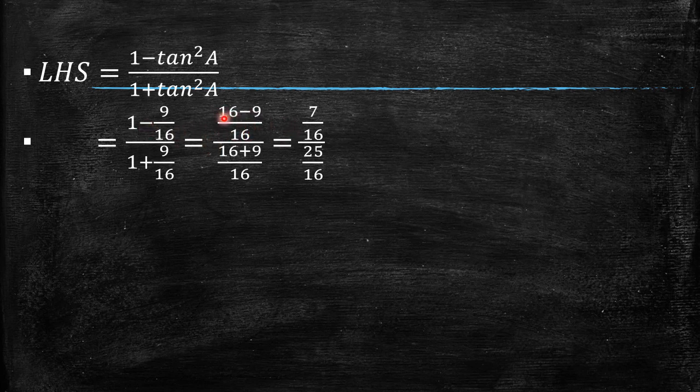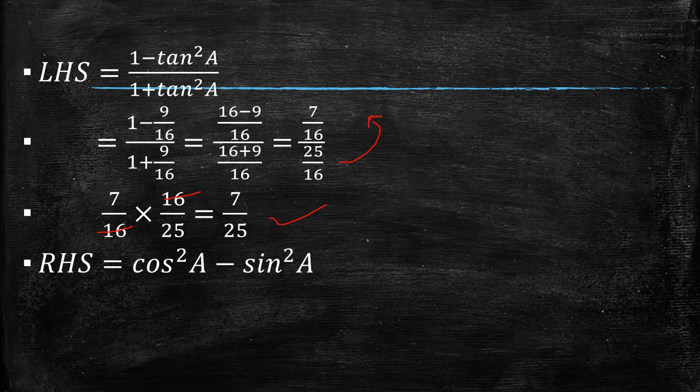Similarly here, 1 plus 9 upon 16. When you solve this, the LCM will be 16. So the upper side will become 16 minus 9 upon 16 and the lower will become 16 plus 9 upon 16. So you get here 7 upon 16 upon 25 upon 16. When you solve this, the reciprocal will come up. So 16 cancelled, we get 7 upon 25.